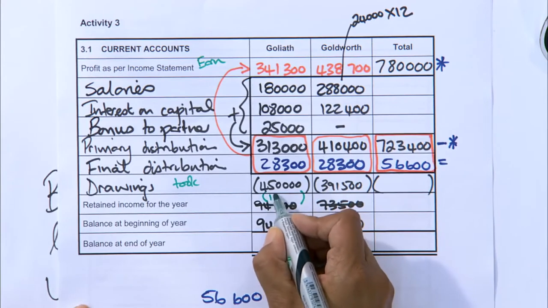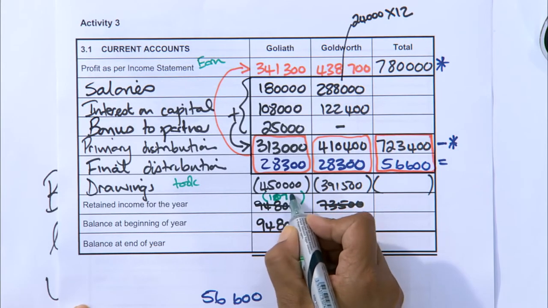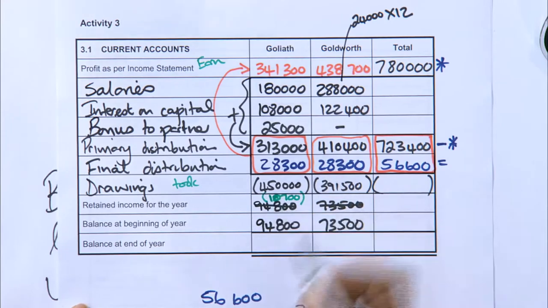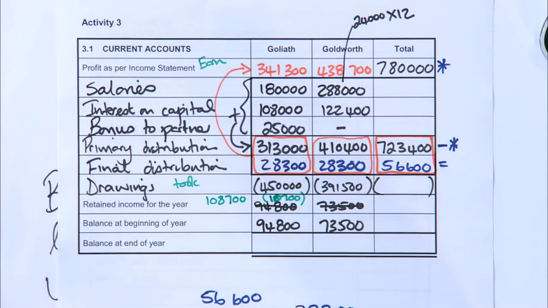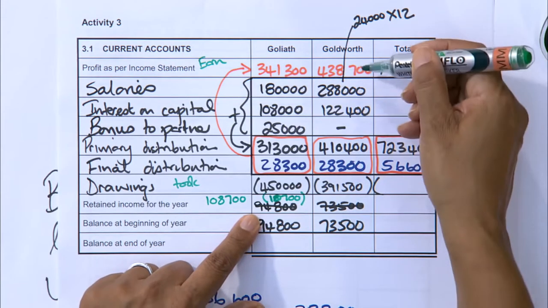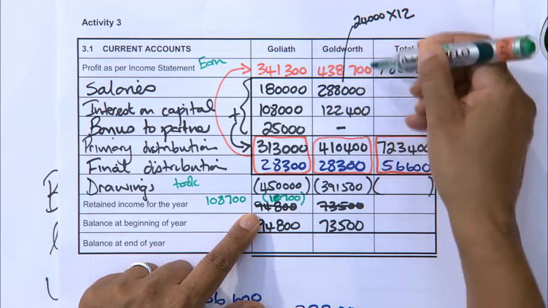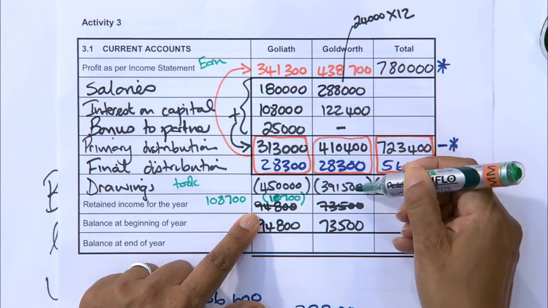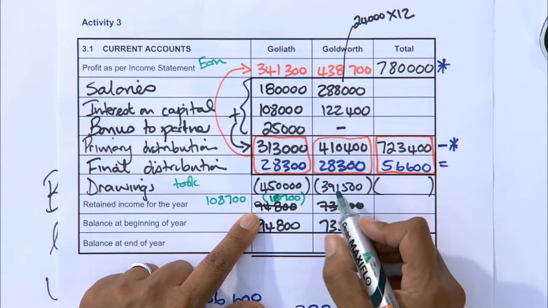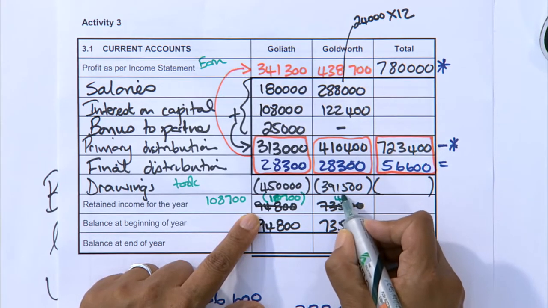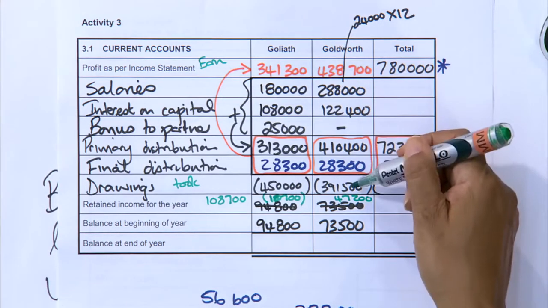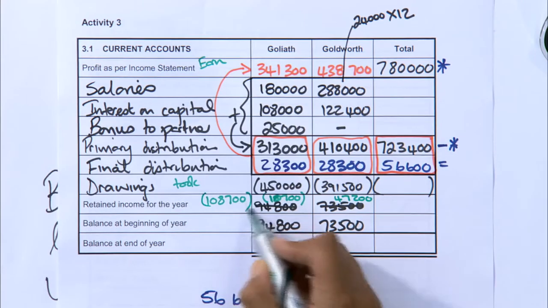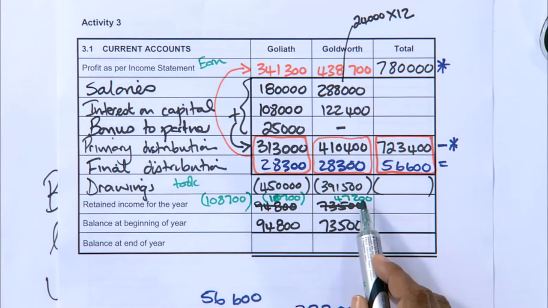And he took 108,700 too much. I'm going to write it here because I made it very untidy there. Okay, he took too much. Goldworth earned 438,700 but only took 391,000. So therefore, he took 47,200 less than he earned. You can see that the first amount will be in brackets because he took too much, and that amount will not be in brackets because he took less.